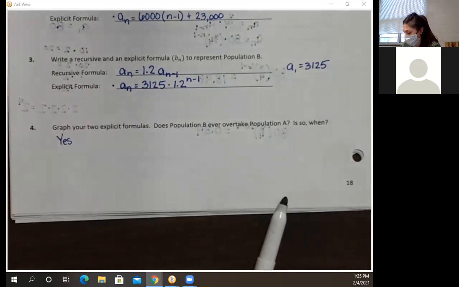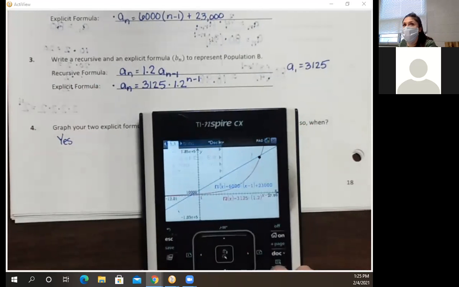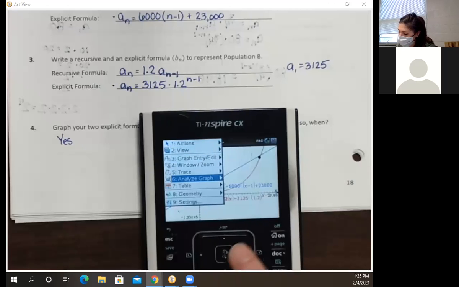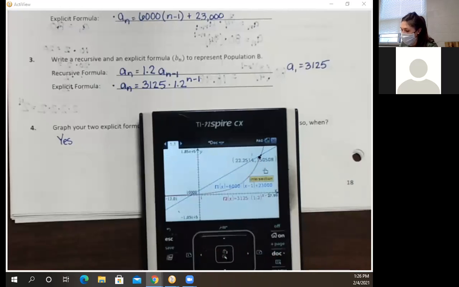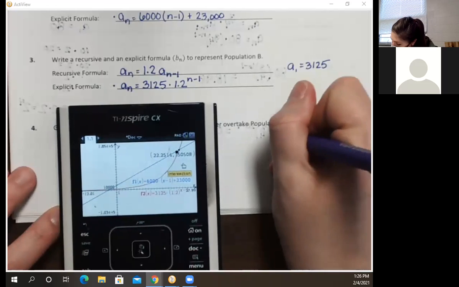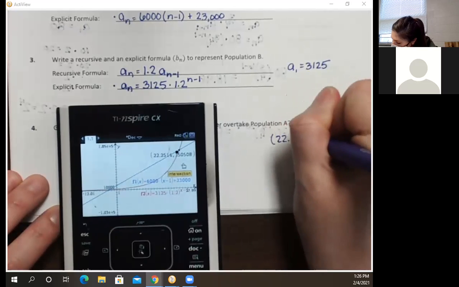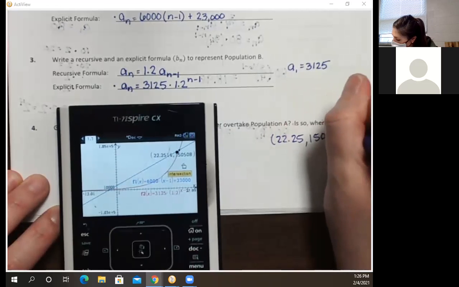When? Well, for that, I need to go back on my calculator and figure out exactly where that point is. So I'm going to go to Menu, Analyze Graph, and then I want to find that intersection. So with my dashed line here, I'm going to click on either side of that intersection point, and it will give me those coordinates. So my point here is 22.25, 150,508.